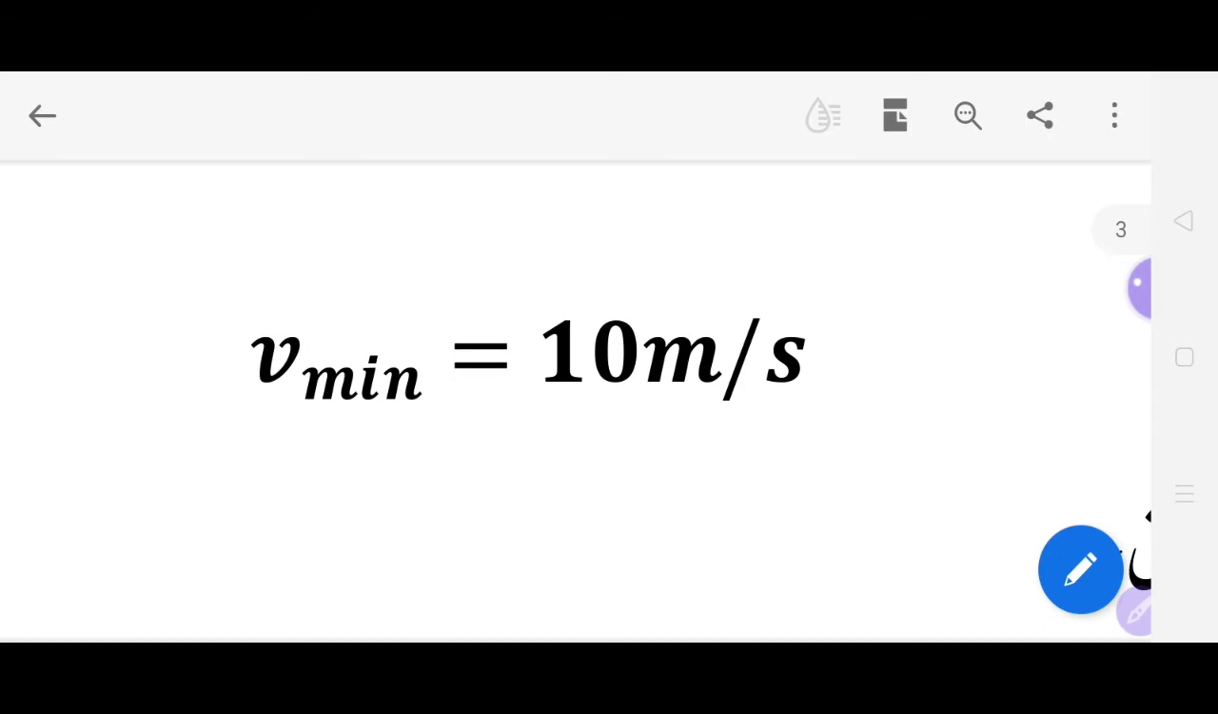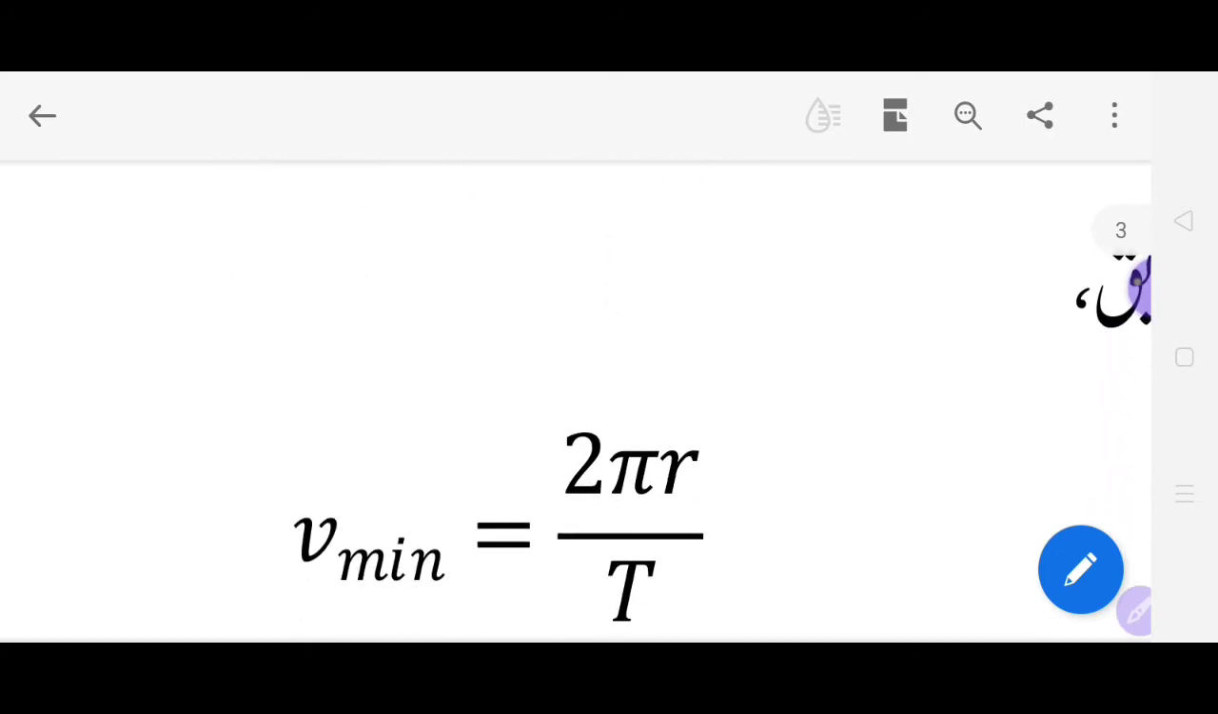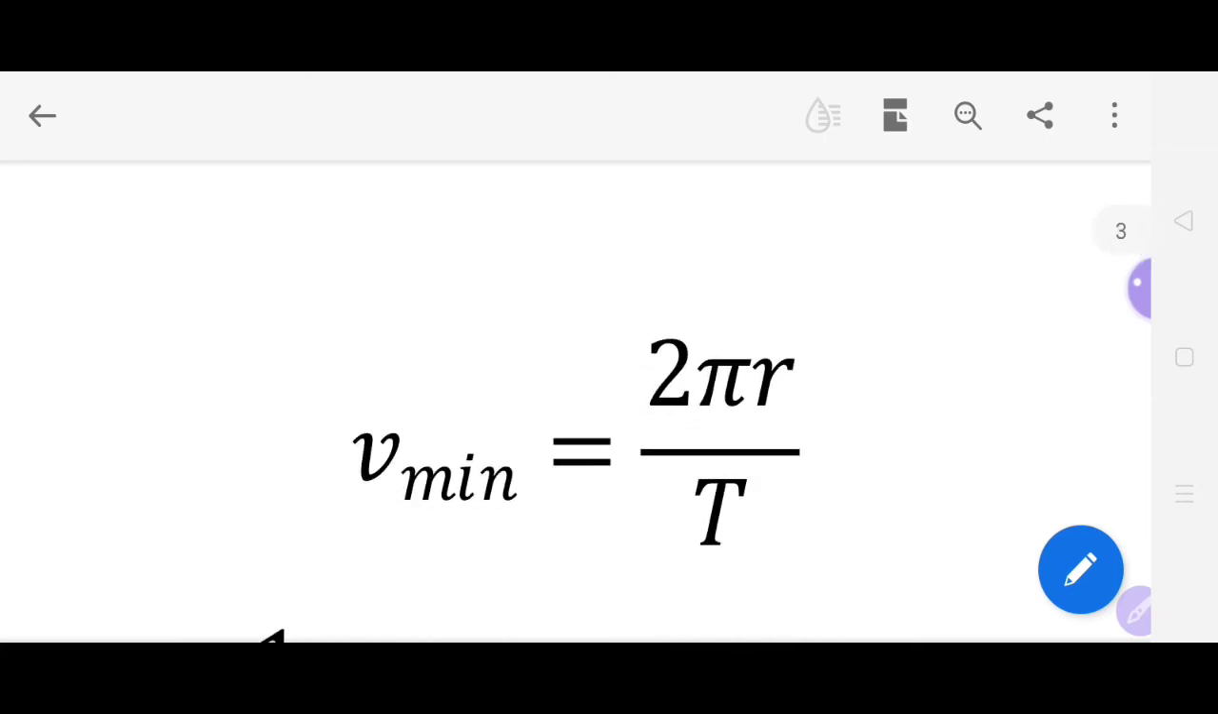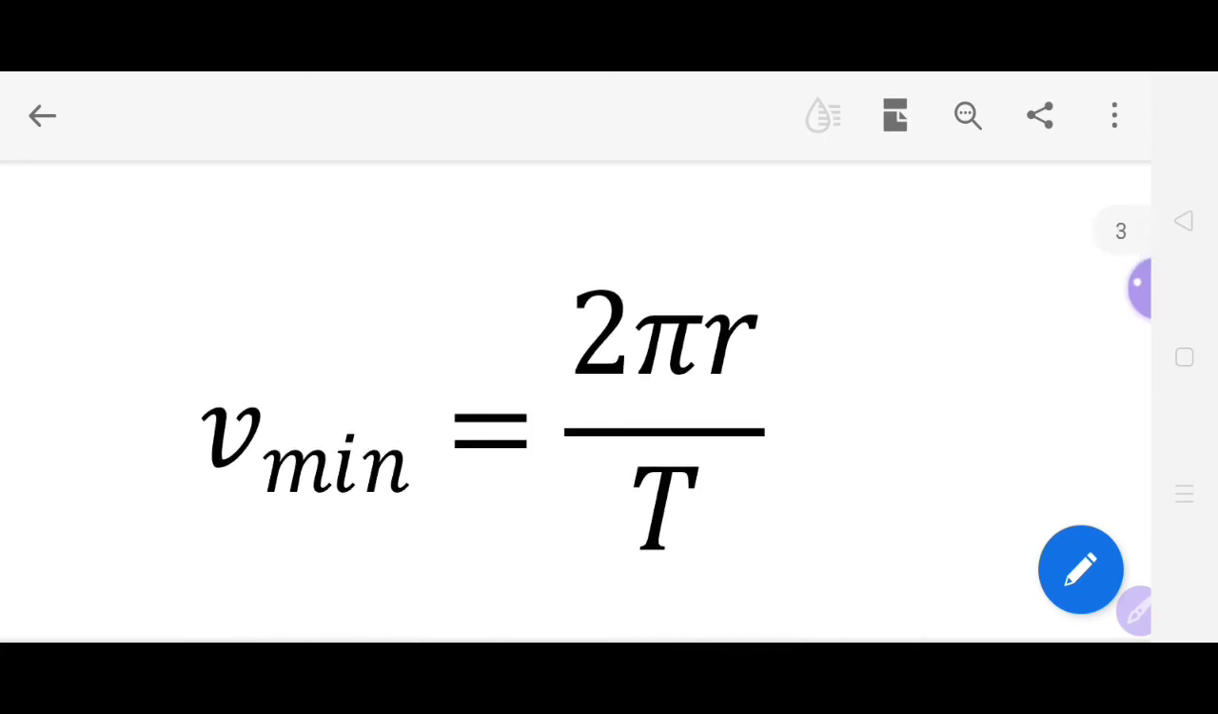Okay, now we have to calculate the frequency also. For this, we are using the definition of velocity. We know that linear velocity is equal to distance by time. Let us suppose that the motorcyclist is completing one revolution, one complete circle. In one complete circle, the distance covered by the motorcycle will be circumference, means 2 pi r, and the time required by the motorcyclist for completing this one circle will be time period. Therefore v minimum will become 2 pi r upon capital T, means circumference divided by time period.